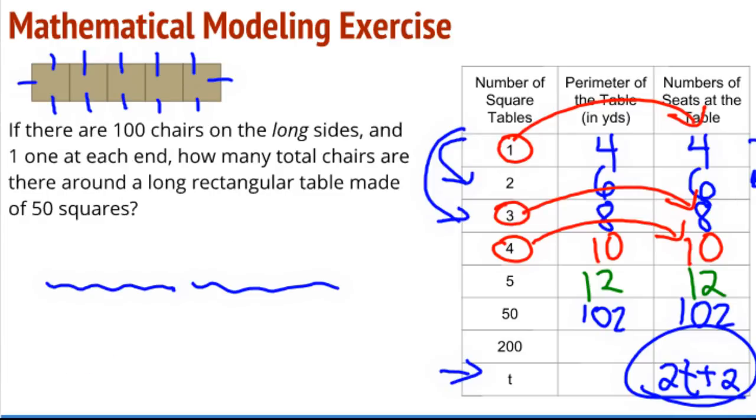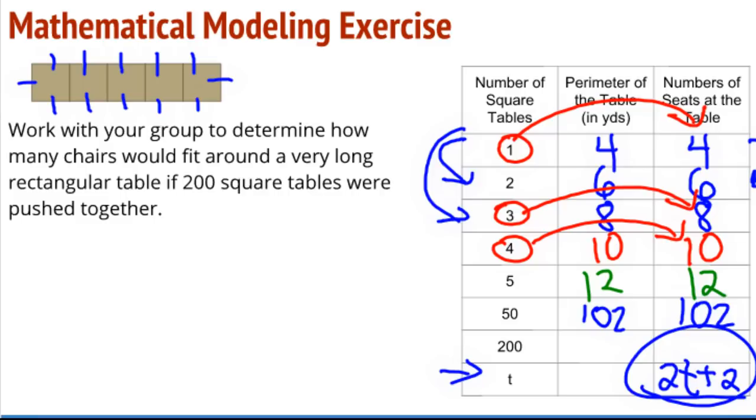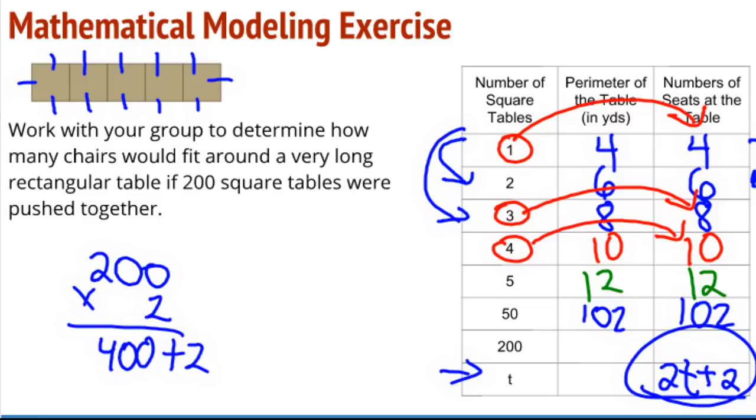And if there are 100 chairs on the long side, and 1 at each end, how many total chairs? 102. Just did that. All right. And how many would fit around 200 square tables? Well, let's stop and think about this here. All of the 200 tables are going to fit 2 people. And then there are 2 people on the end for 402.